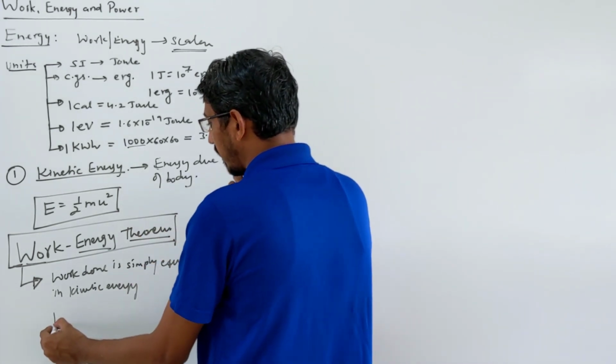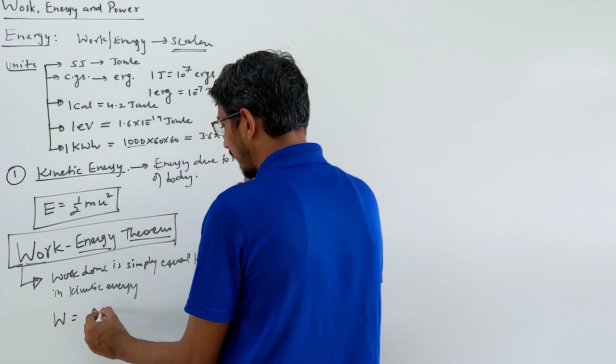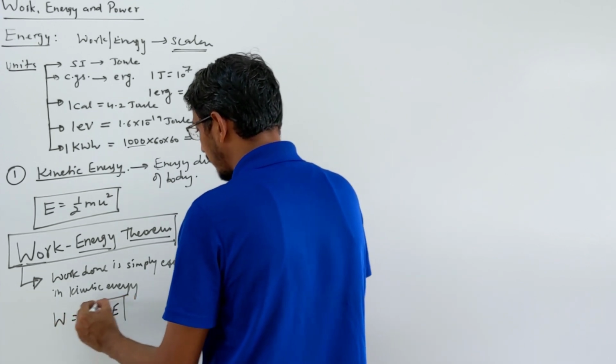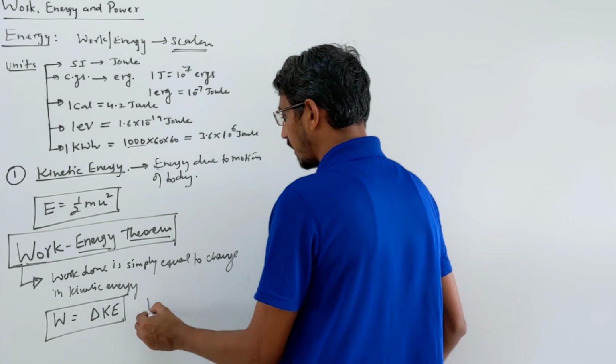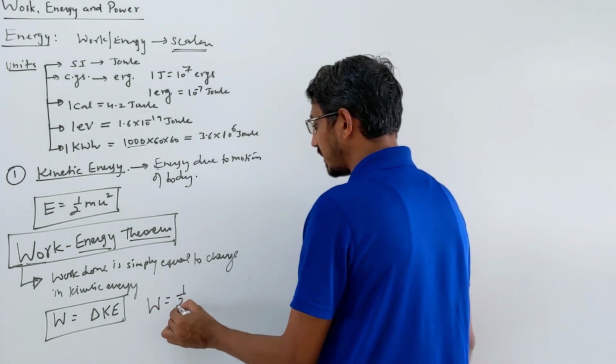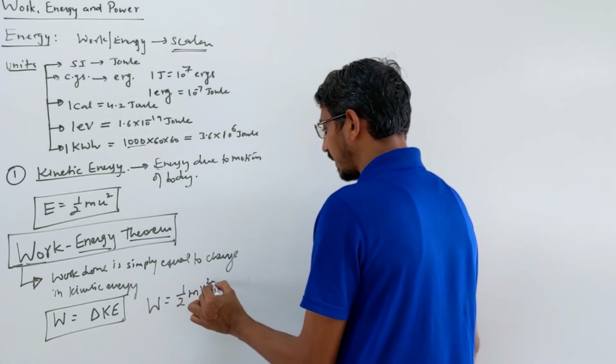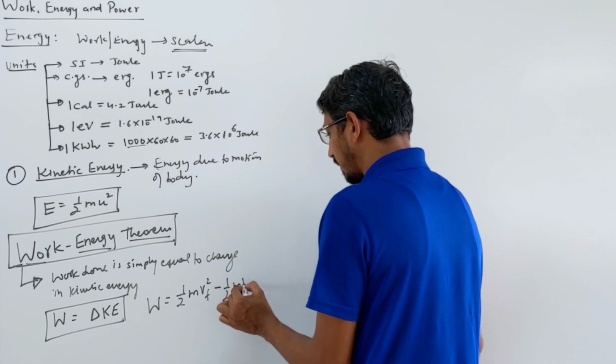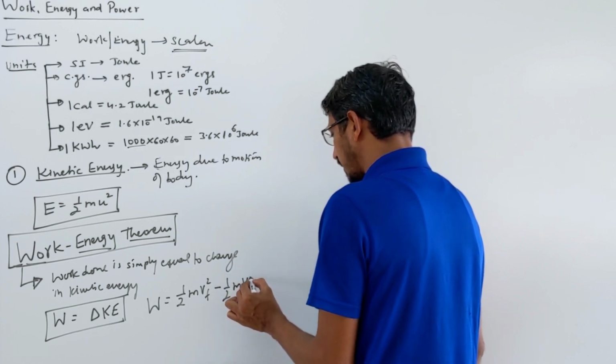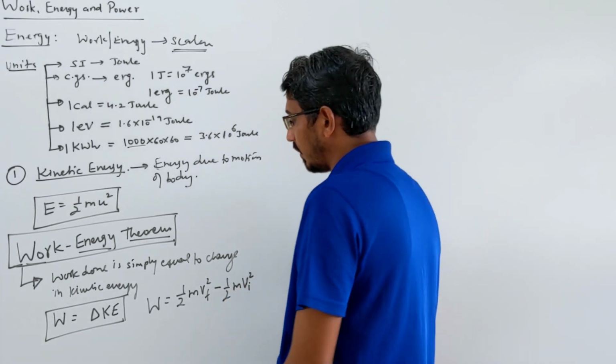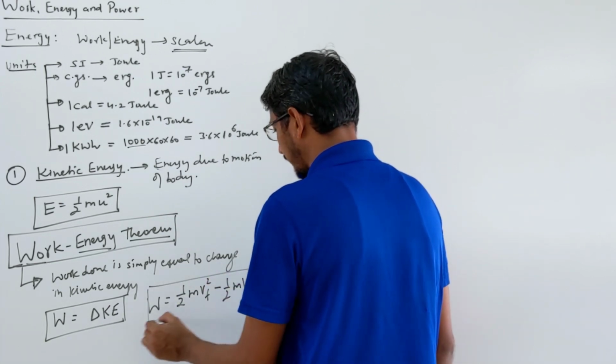So this work done by a body is simply equal to what? Del KE, change in kinetic energy. This is called the work energy theorem. Or you can write: work done is equal to final kinetic energy, half m v final square, minus half m v initial square, right? Or you can also write it this way.